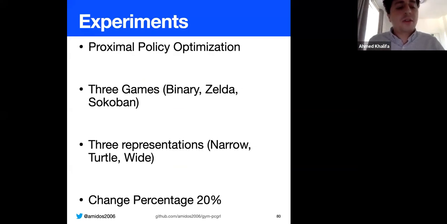So we now start training our neural network using an algorithm called proximal policy optimization. We did this on the three games: binary, Zelda, and Sokoban. And we did them using three representations, which are narrow, turtle, and wide. We fixed the change percent during training to be 20% because we found that's a good value, so it doesn't do too many changes in the map.